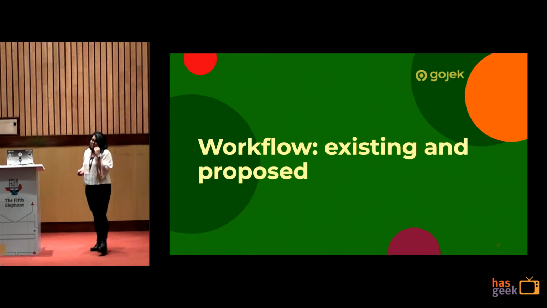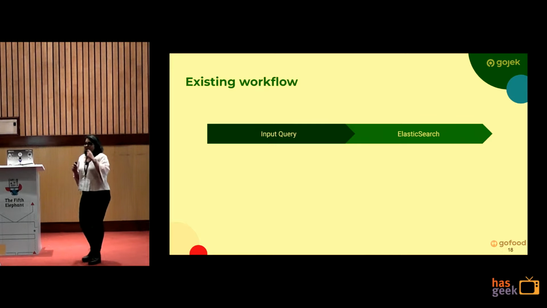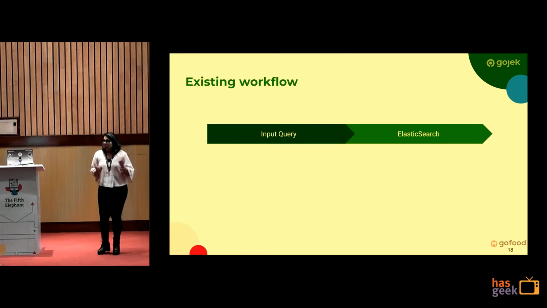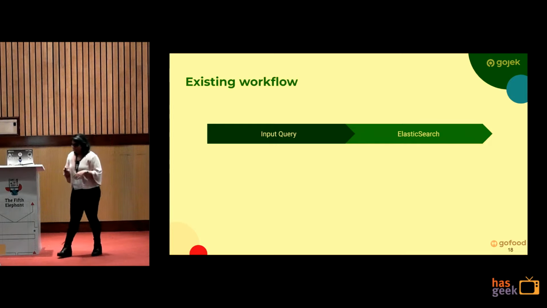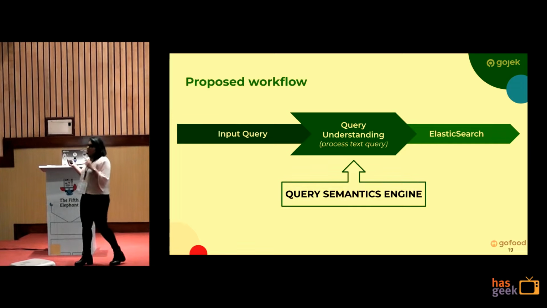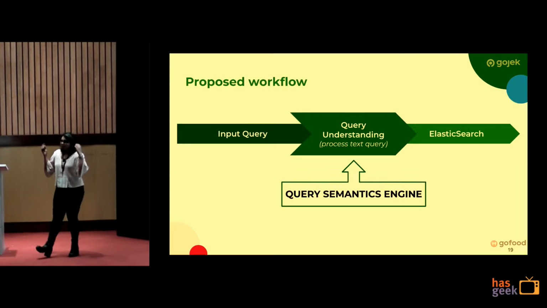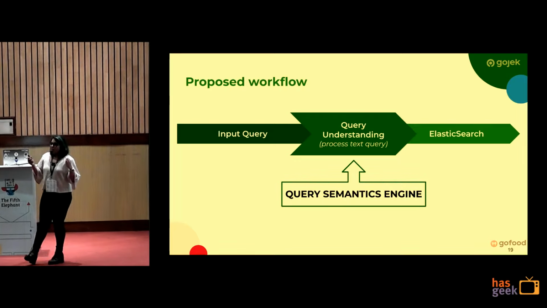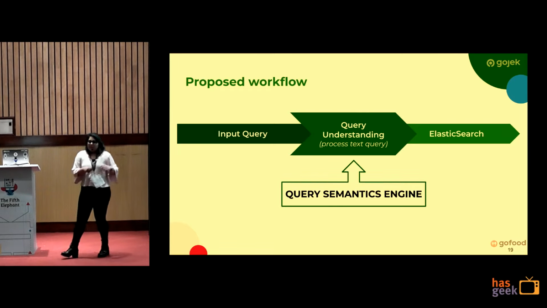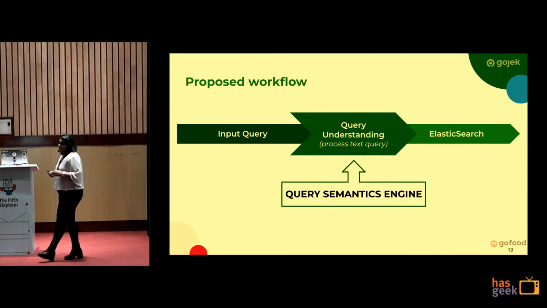Now let's move on to the existing workflow and what we wanted it to look like. In our existing workflow, we had an input query typed in by the user, which was sent to Elasticsearch, and Elasticsearch effectively just returned a list of restaurants in which the name matched the search query. What we wanted was a piece in the middle, before the query gets sent to Elasticsearch, that can derive the meaning from the query, figure out what the intent is, and figure out what other similar words we can also search for. This query understanding bit that processes the raw text query is what we called a query semantics engine.